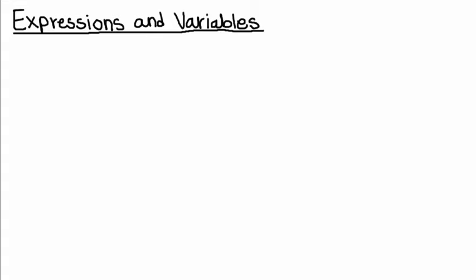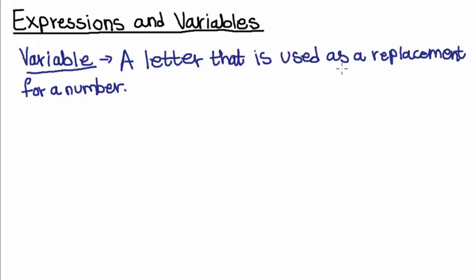So what do I really mean when I say variable? What is a variable? How do you define a variable? So here is a definition of a variable. A variable is a letter that is used as a replacement for a number.